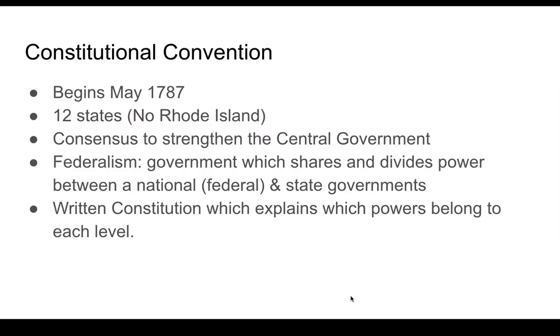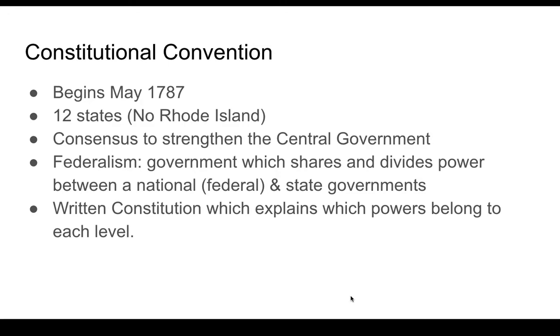And so, with that in mind, with Shays' Rebellion and other things, 12 states in 1787, May of 1787, send delegates to the Constitutional Convention. The general consensus at this convention is that they need to strengthen the central government. They all kind of accept that, even though there's issues about how to do that and what role the central government should play. They all agree that it needs to be stronger.